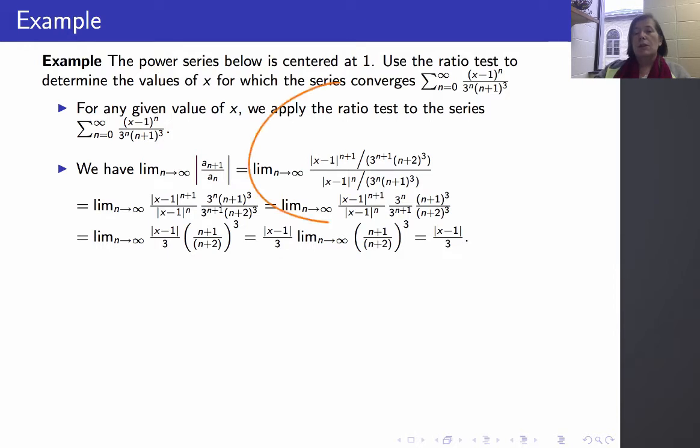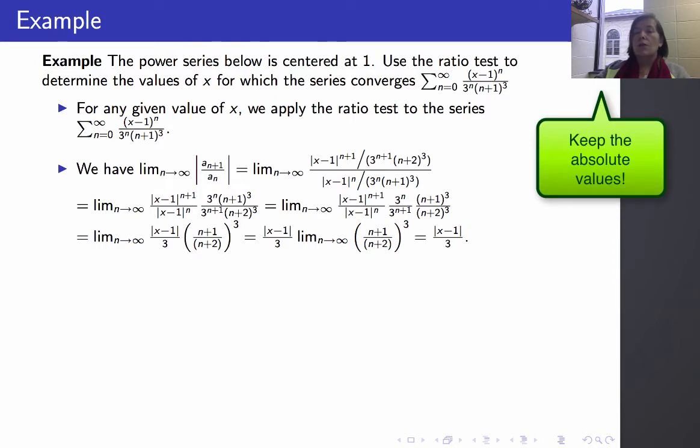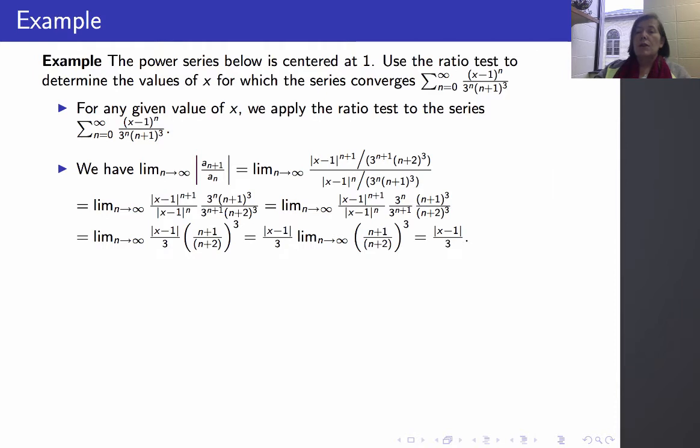So it's the limit as n goes to infinity of the absolute value of (x minus 1) to the n plus 1 over 3 to the n plus 1 times (n plus 2) cubed, divided by the absolute value of the nth term, which is the absolute value of (x minus 1) to the n over 3 to the n times (n plus 1) cubed. Now, it's crucial here to keep the absolute values, especially around the x minus 1 part, because we don't know what x is. It might be greater than 1 or less than 1, and we'll see that it's really important to not discard the absolute values at this point in our calculation.